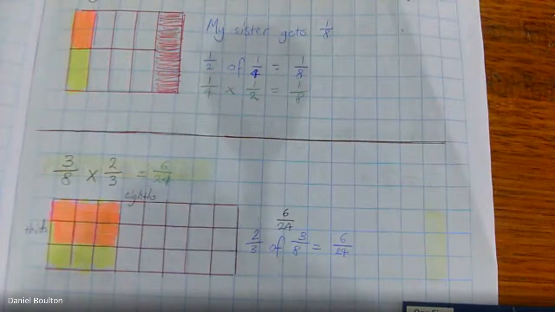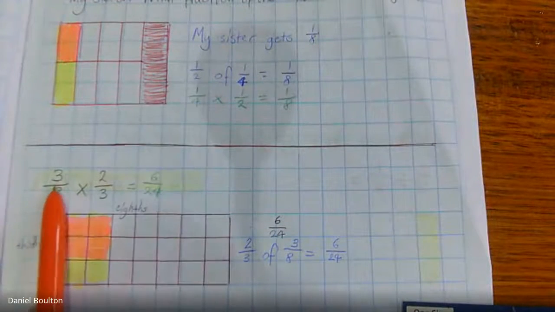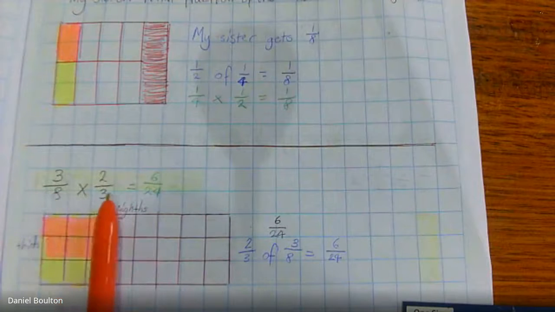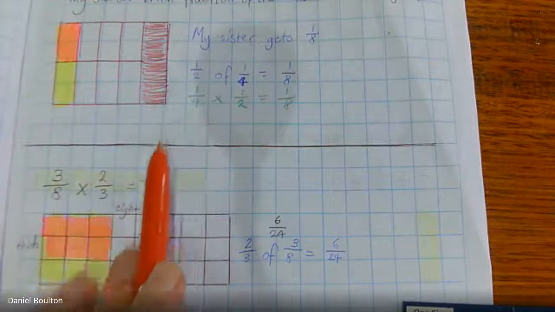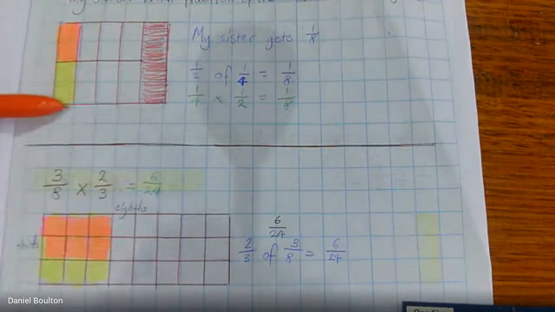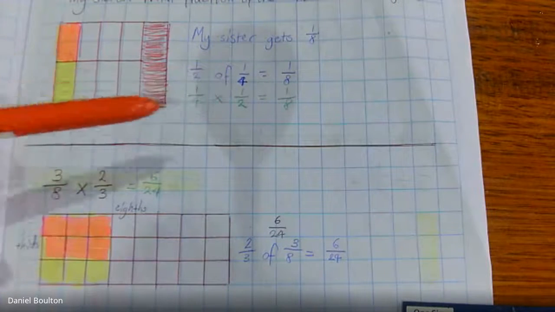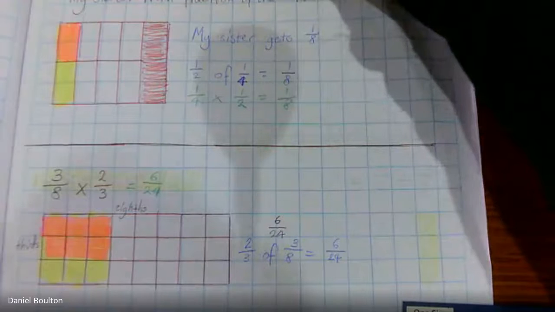Okay, so you can use models to represent this. You could think of it using the word of, or you can just multiply the numerators and the denominators. Okay, but it's really important that you understand why that is, because we start with our first fraction and then we split it into the other one. So for example, we had a quarter, we split it into eighths, highlighted 1 of those quarters of the half. Okay, give it a go.